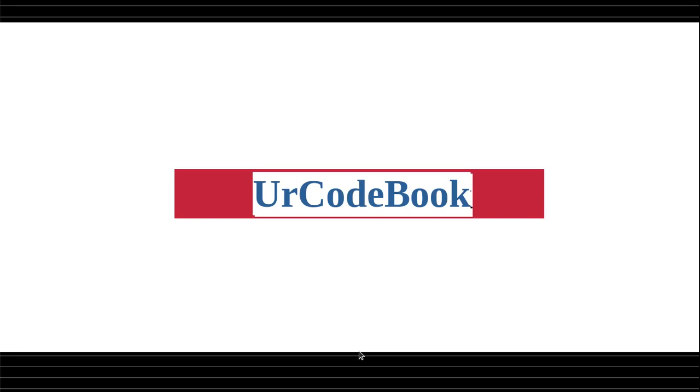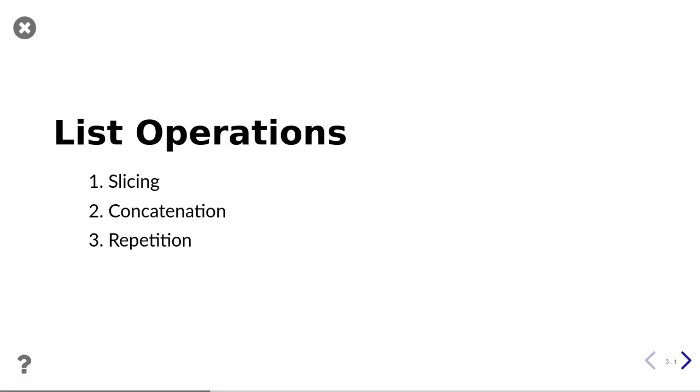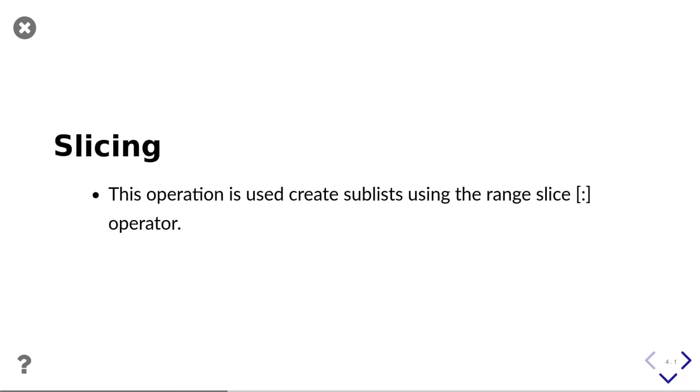So in this tutorial we are going to discuss list operations and list functions. These are the list operations we are going to discuss in this video. The operations are slicing, concatenation and repetition. So the first one is slicing. This operation is used to create a sublist using the range slice operator.